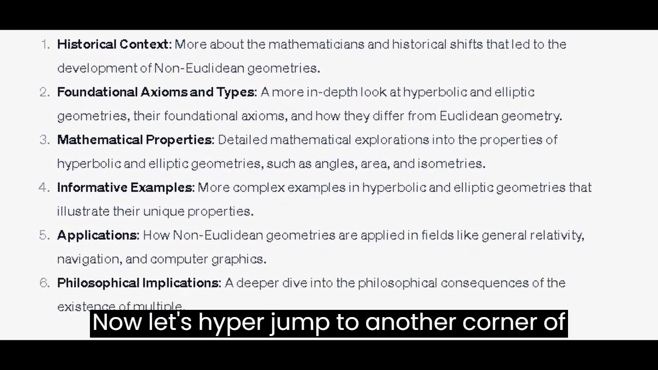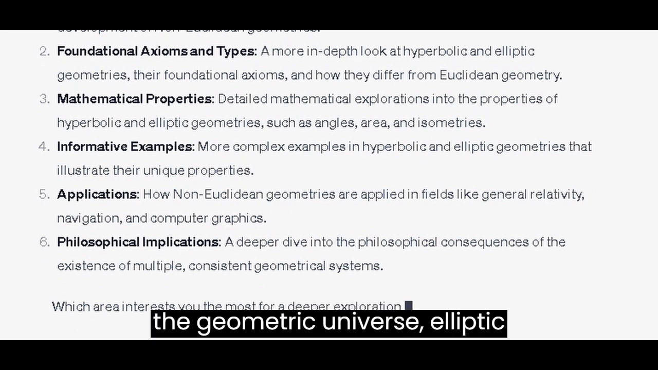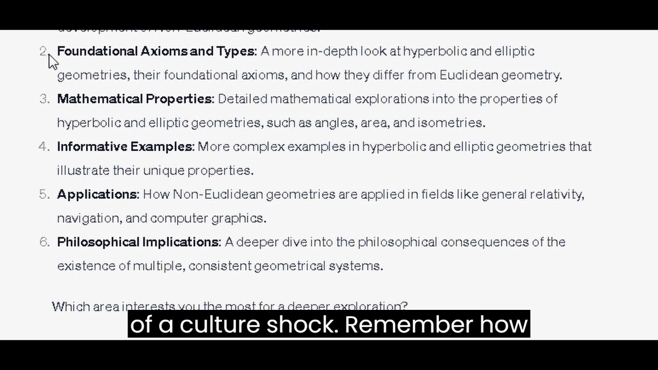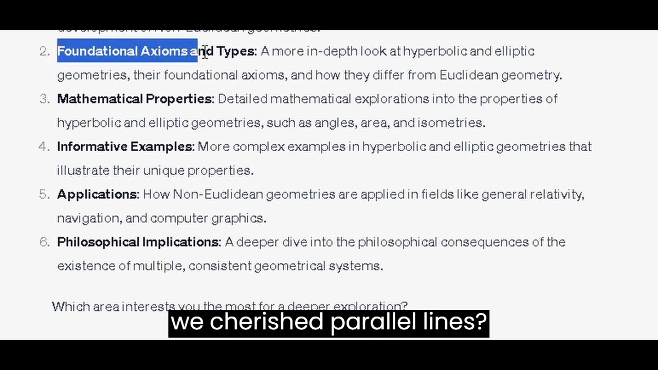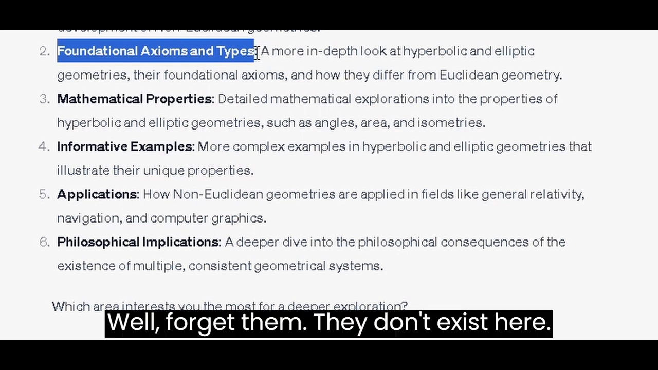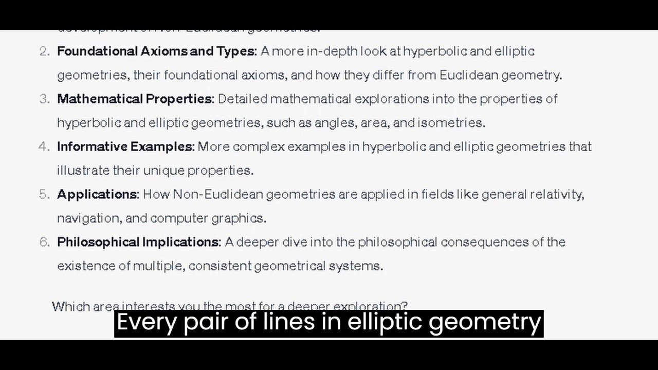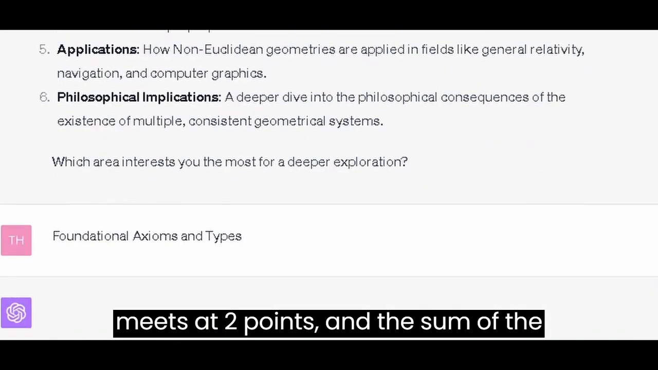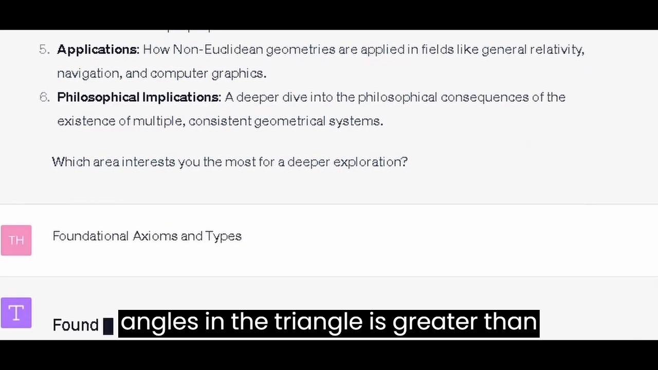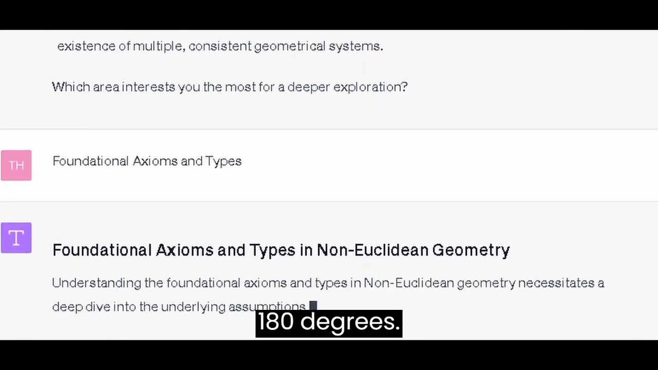Now, let's hyperjump to another corner of the geometric universe, elliptic geometry. You're in for a bit of a culture shock. Remember how we cherished parallel lines? Well, forget them, they don't exist here. Every pair of lines in elliptic geometry meets at 2 points, and the sum of the angles in a triangle is greater than 180 degrees.